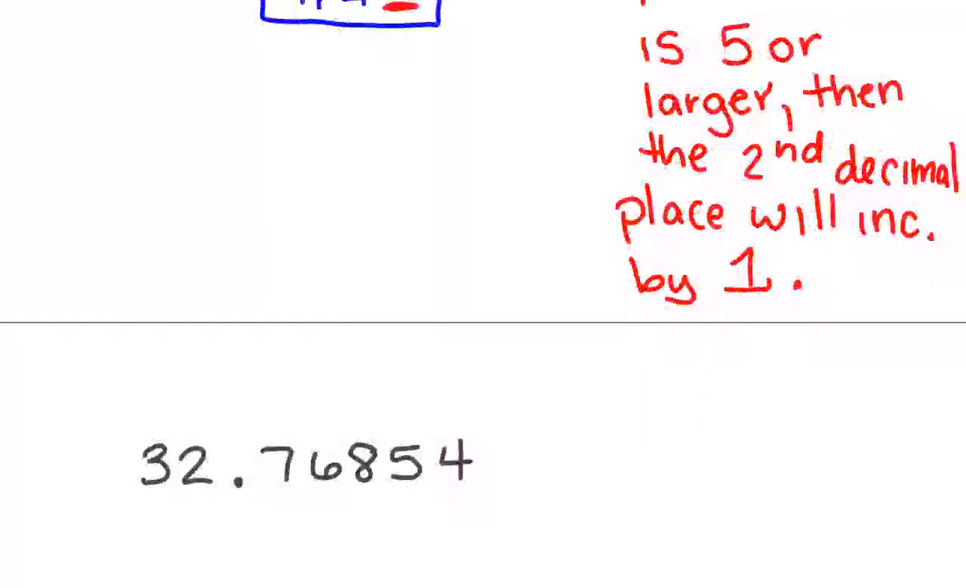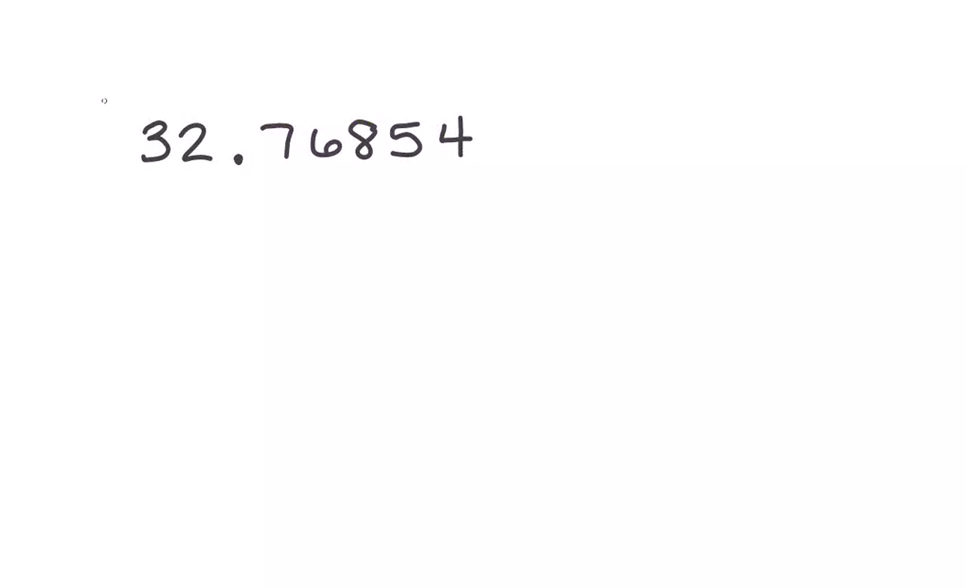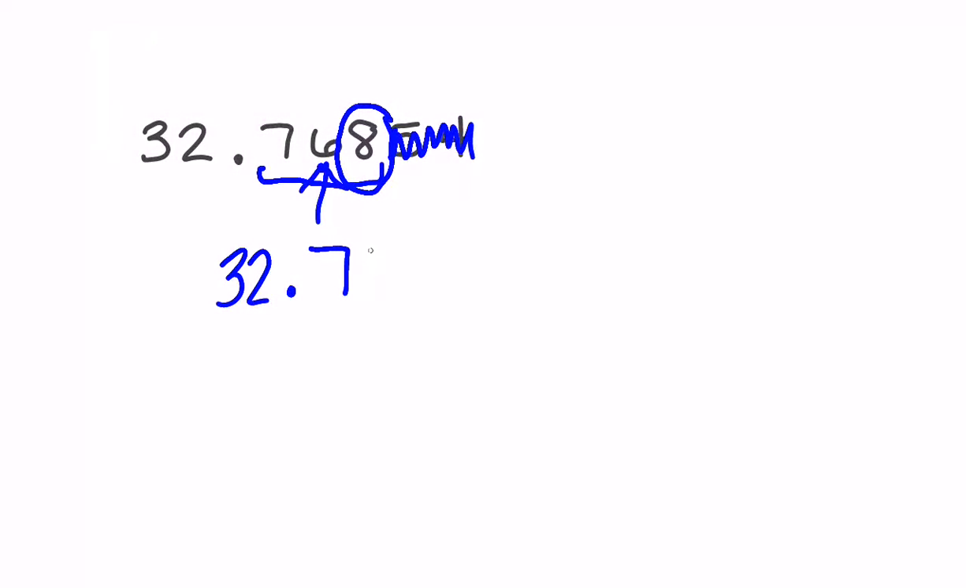Let's look at some more examples. Remember, we only care about the first 3 digits after the decimal. The rest is garbage. In this case, the 3rd digit after the decimal is 8. It's 5 or bigger. So that means that the 2nd digit after the decimal is going to increase by 1. So our rounded answer will be 32.77.